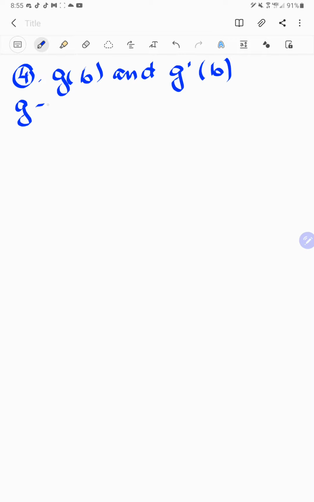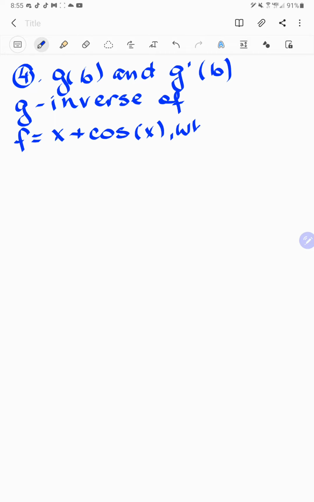Hello everyone, I had a few questions about inverse function homework, so I will do questions 4 and 5 for you. So question 4 says calculate g of b and g prime of b where g is the inverse of f equal to x plus cosine of x, where b is equal to 1.